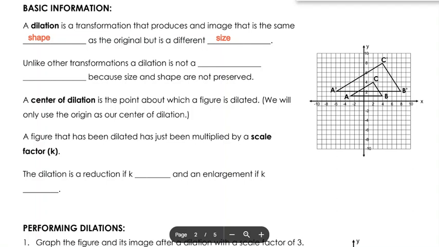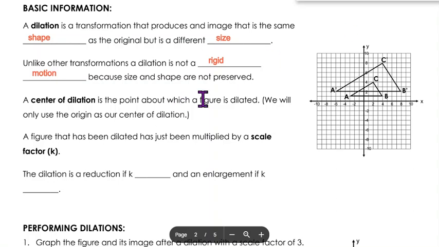Okay, so what else? Unlike other transformations, a dilation is not a rigid motion. It's not like when we did translations, where we counted 5 over to the right and then down 4, right? It's not moving in a specific way. It's just becoming either bigger or smaller.